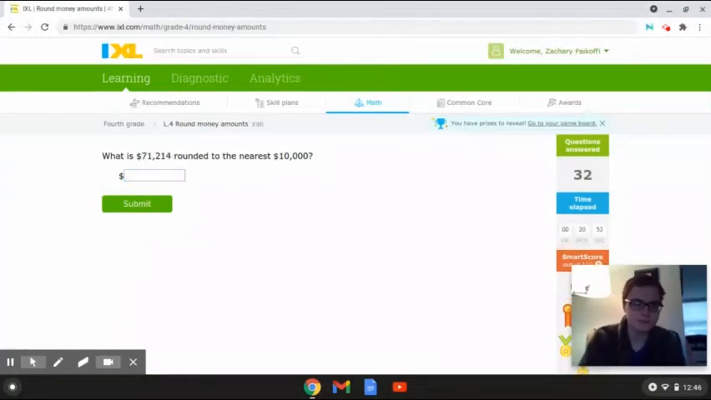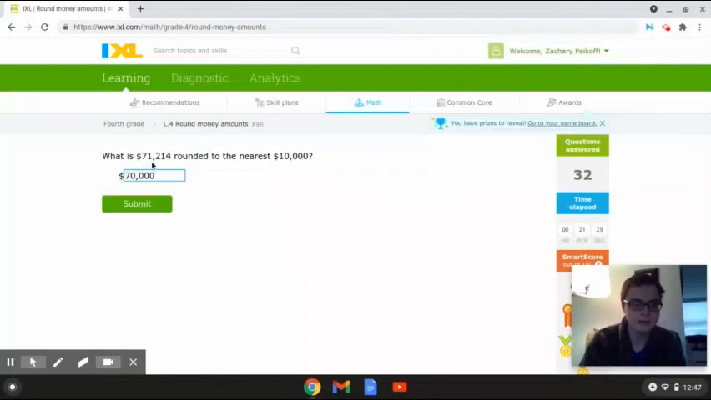Alrighty, so this last problem reads, what is $71,214 rounded to the nearest $10,000? Okay, so in this problem we are given $71,214, and if we look, the number 7 is the key digit that we're going to be looking at, so that's the number that we're going to be rounding to. And if we look to the right of the number 7, we have the number 1, and the number 1 is less than 5, so that tells me that this number is going to round down, and it will become $70,000.